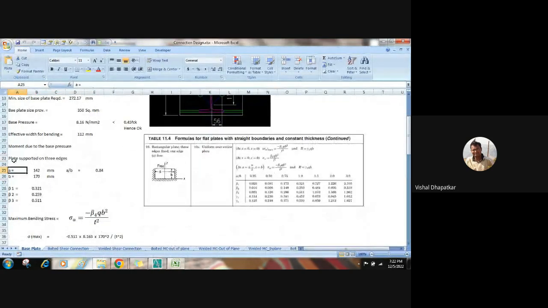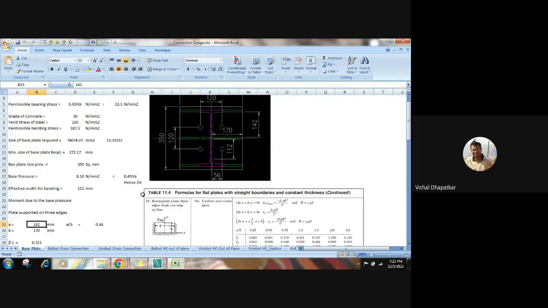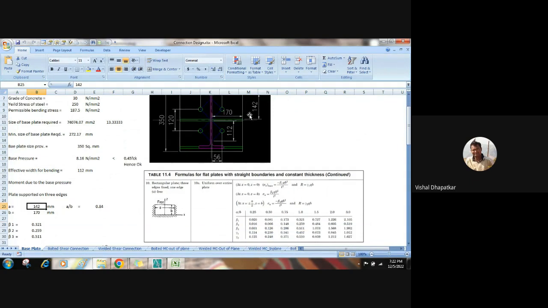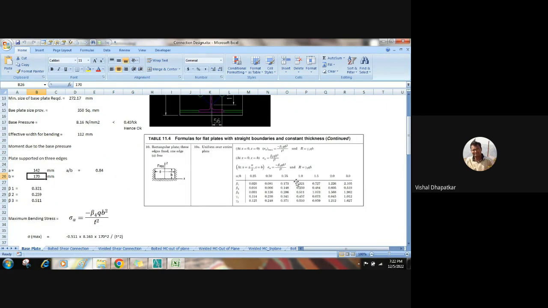So when we are considering a plate supported on three edges, A is 142, that is the free edge, which is 142. B is 170, that is the distance of the free edge from the web, right? So these are the A and B dimensions. Have you ever heard about Roark's formula? Has anyone heard of it?